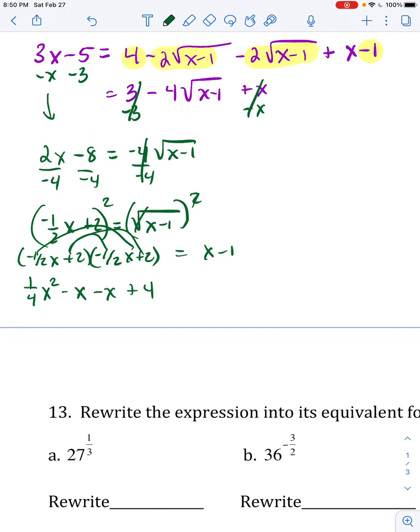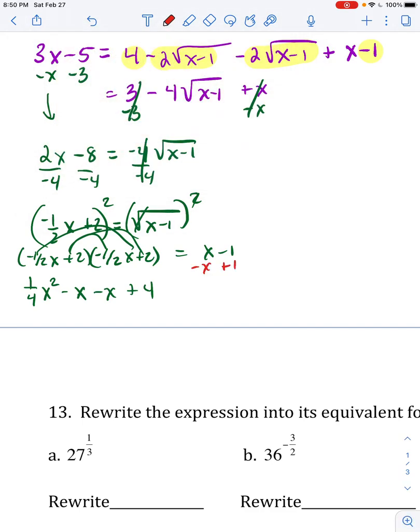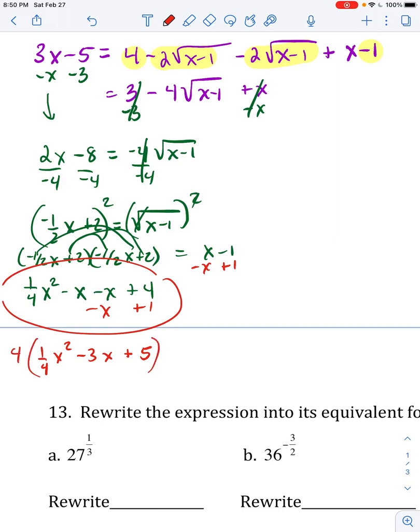Okay, now where am I at? Well, I have a quadratic, so everything needs to get to one side. So I'm going to take away this x and add this 1. So I'm going to be adding a 1 and taking away an x over here. So when all of this gets combined, I have 1/4 x squared minus 3 x's and then plus 5 altogether. Okay, so you can do that with the quadratic formula, or if you don't like this 1/4, you can multiply the whole deal by 4. And then it's not so terrible to factor.